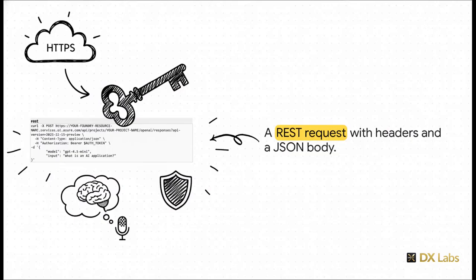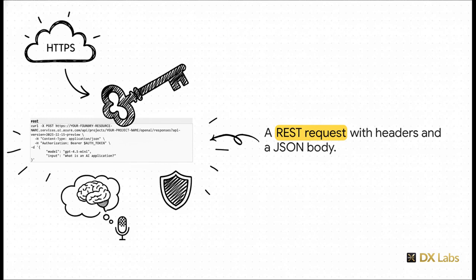Let's actually look at a real REST request. And hey, if you're non-technical, don't let this code intimidate you. Let's just break it down together. First, right at the very top, you see the word POST, followed by our HTTPS endpoint URL. That just tells the system where to send the data.